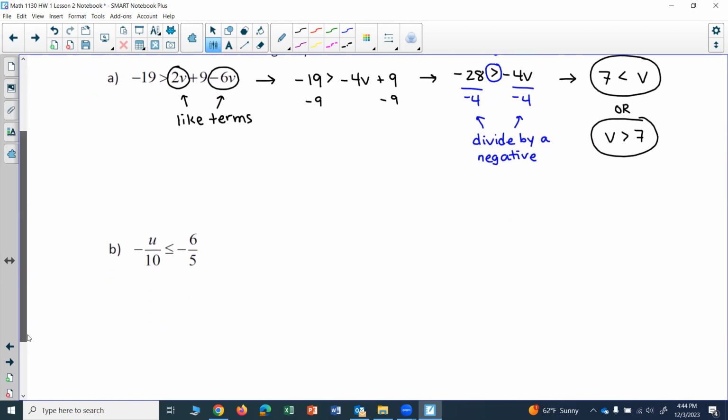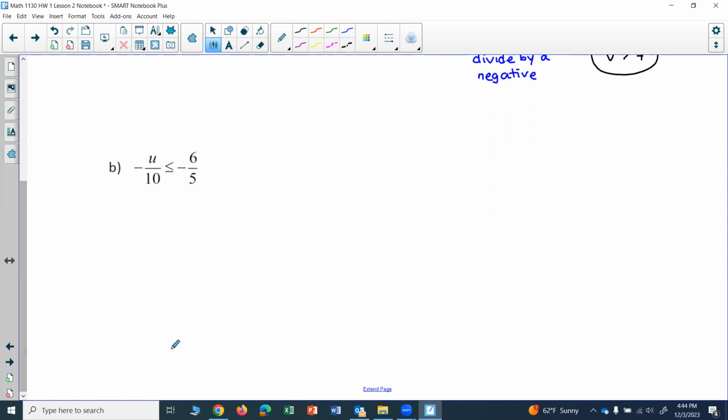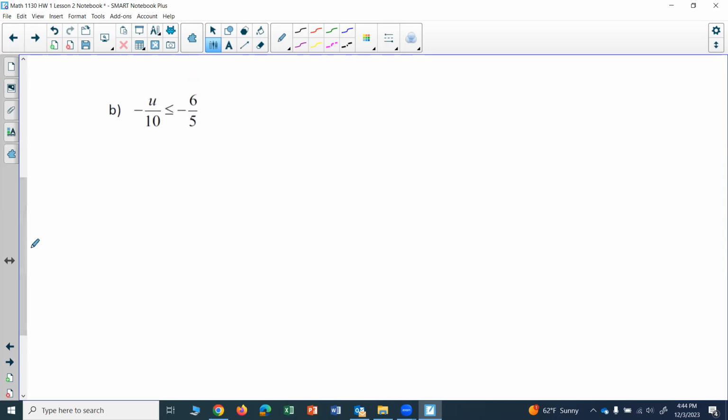Let's look at another example. So here I have negative u over 10 is less than or equal to negative 6/5. So notice I have fractions here. What I want to do is get u by itself. To undo the division by 10, I could multiply both sides by 10. And if I wanted to get rid of the negative in the same step, I could multiply by negative 10, or I can make this a two-step process.